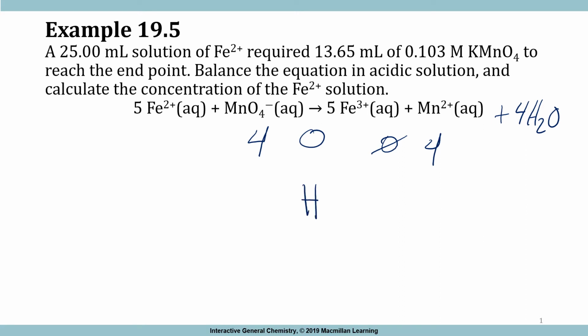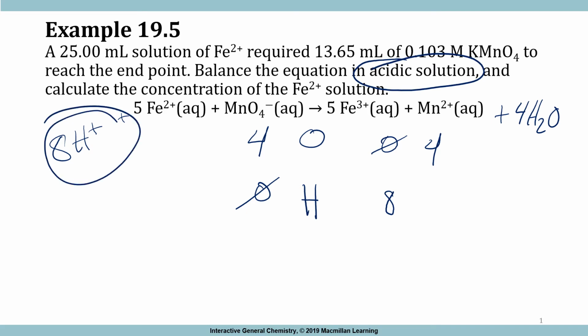On the left-hand side, we have 0 hydrogens, and on the right-hand side, we have 8. So to balance this out, I'm going to have to put a plus 8 hydrogens for this to be balanced. And remember that it's saying it's in acidic solution, so that's why we can leave it right there. Having those H pluses in solution means that it's definitely going to be in acidic solution.